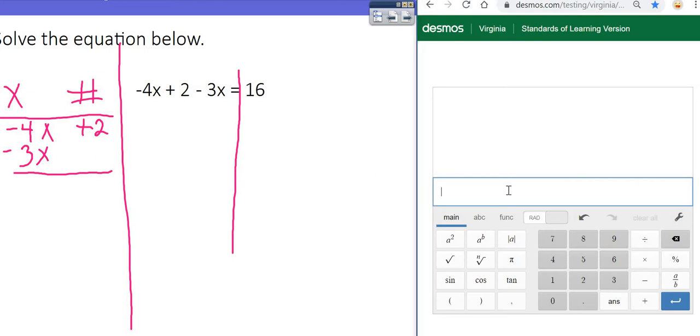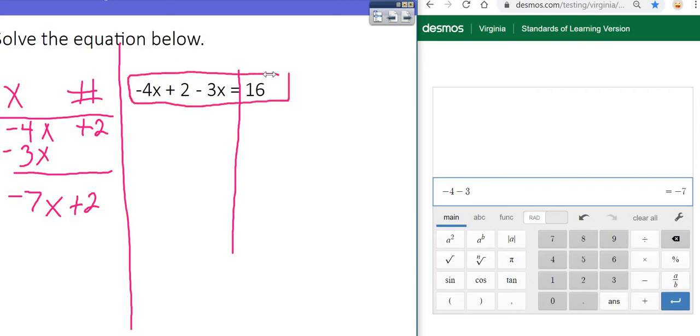So I'm going to go over to Desmos, and I'm going to take a negative 4, and I'm going to say minus 3. So that gives me a negative 7x. I've got a positive 2 here, so I just bring it down. Now, something we hadn't done before, but I'm going to start doing it, is I'm going to put a rectangle around what I originally started. Now, I'm going to bring up the negative 7x plus 2, which is just the simplified version of the negative 4x plus 2 minus 3x, and I'm going to equal it to 16.